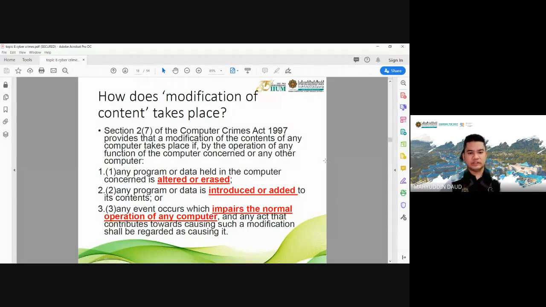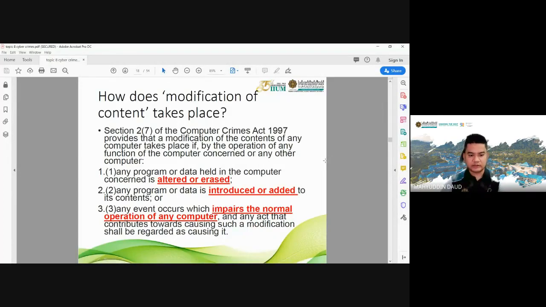How does modification of content take place? Section 2, Clause 7 of the Computer Crime Act provides this. It provides a modification of content takes place if, by the operation of any function of the computer concerned or any other computer, one, any program or data held is altered or erased. Number two, any program or data is introduced or added, something new is added, or any event occurs which impairs the normal operation of any computer. Maknanya dia komputer tu tak function macam biasa lagi dah. It doesn't function as normal.